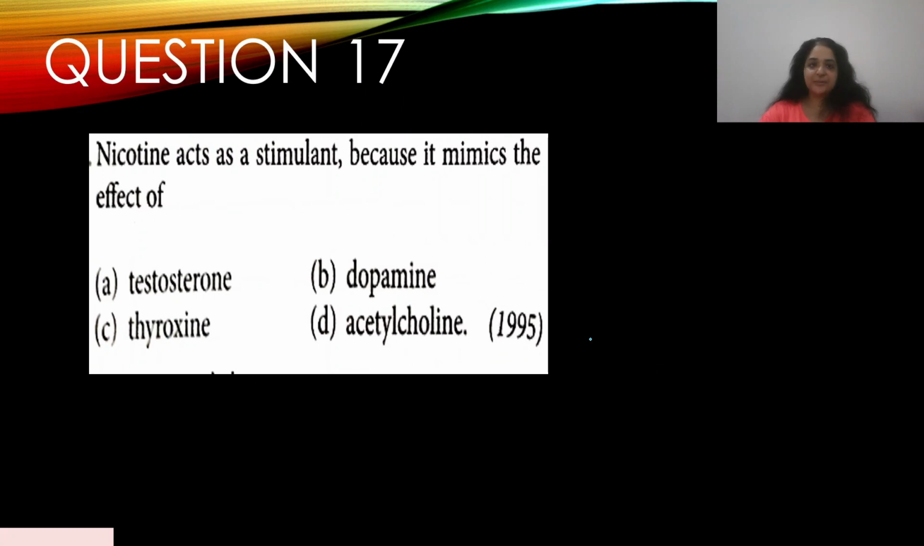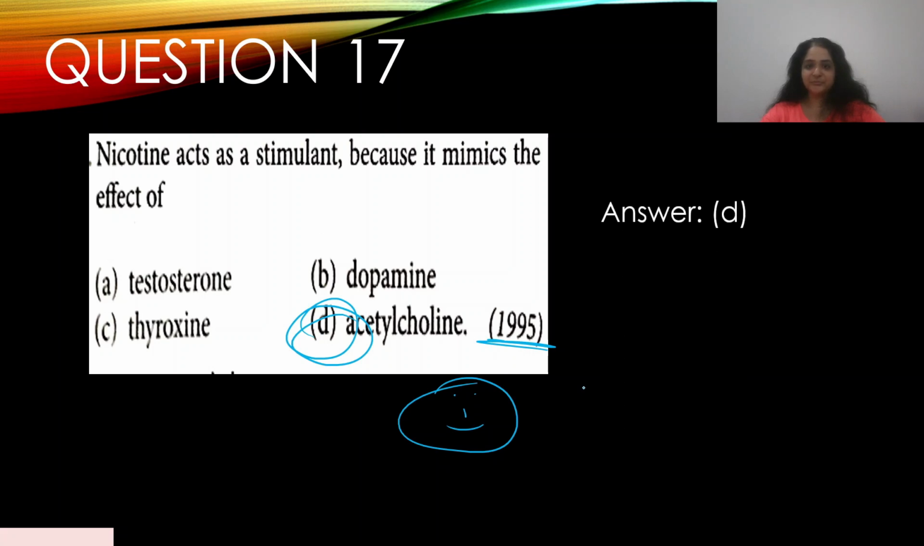Question number 17. Nicotine acts as a stimulant because it mimics the effect of, and this appeared in 1995, A. Testosterone, B. Dopamine, C. Thyroxine, and D. Acetylcholine. So nicotine acts as a stimulant because it mimics the effect of acetylcholine. This is actually a good question. You should know this. It's factual based, but it's a good one. Answer is D.